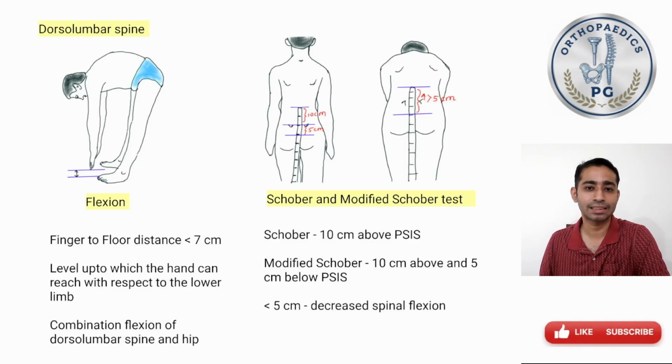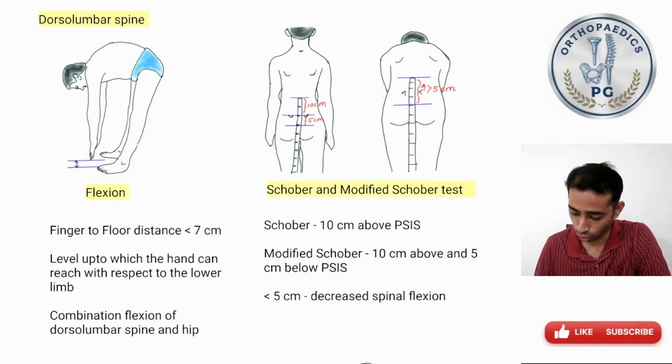Now some people say the modified Schober test is more accurate for the measurement of spinal flexion compared to the Schober test. So in Schober it is only 10 centimeter above, and in modified Schober it is 10 centimeter above and 5 centimeter below. Ask the patient to flex and look for the increase in distance. Less than 5 centimeter is abnormal.